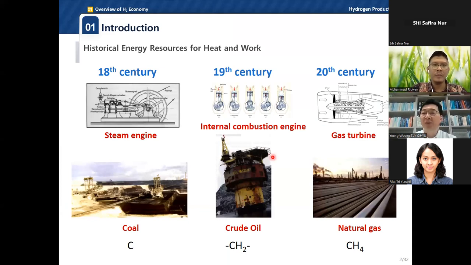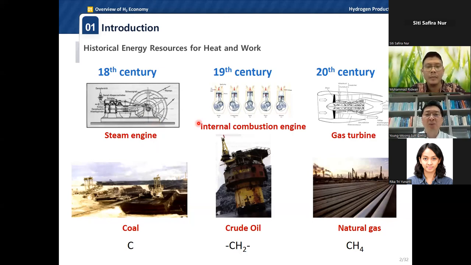Okay, this is the introductory slide. You know that in the 18th century, our energy source was coal, and that coal would be combusted to make steam. That steam would operate a kind of engine. That was the tool to get heat and work in the 18th century.